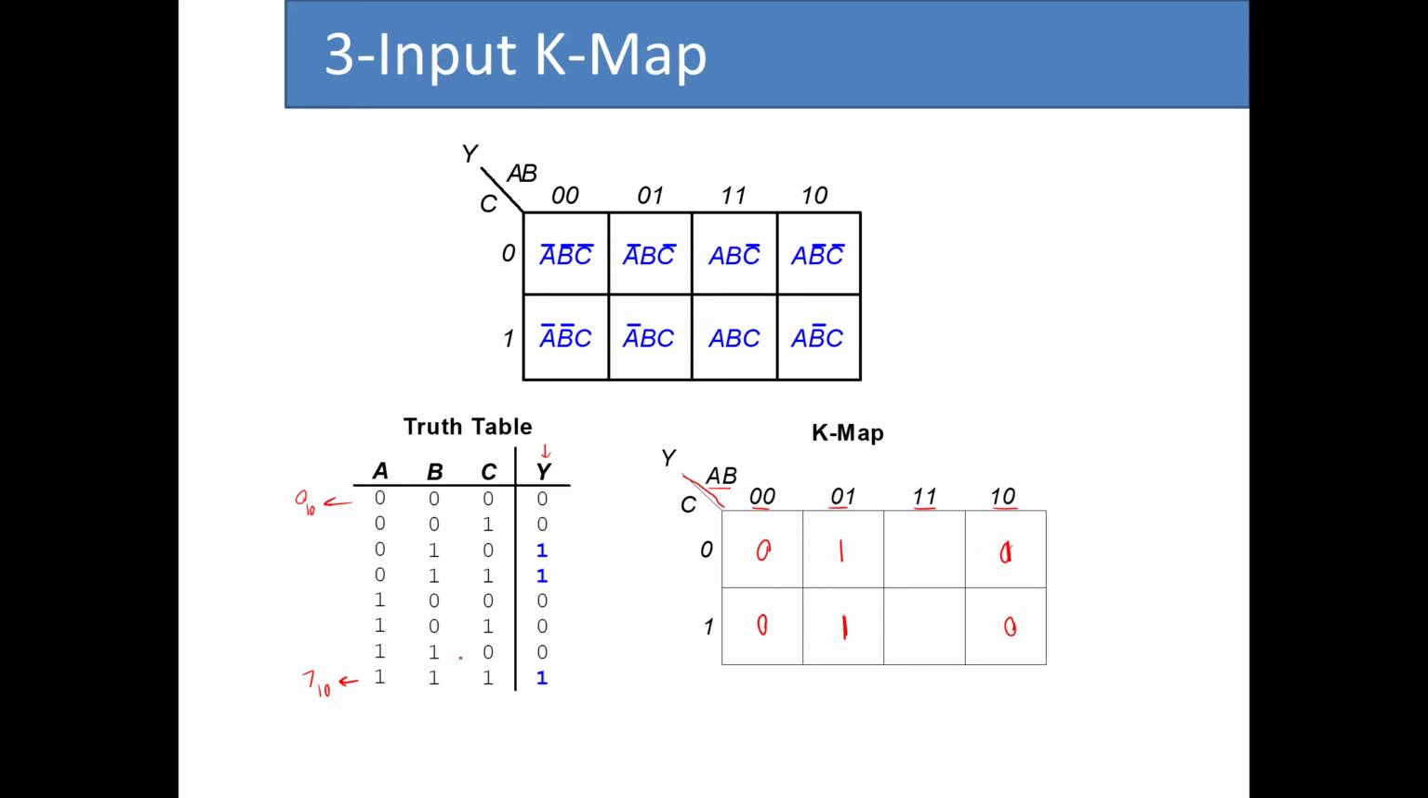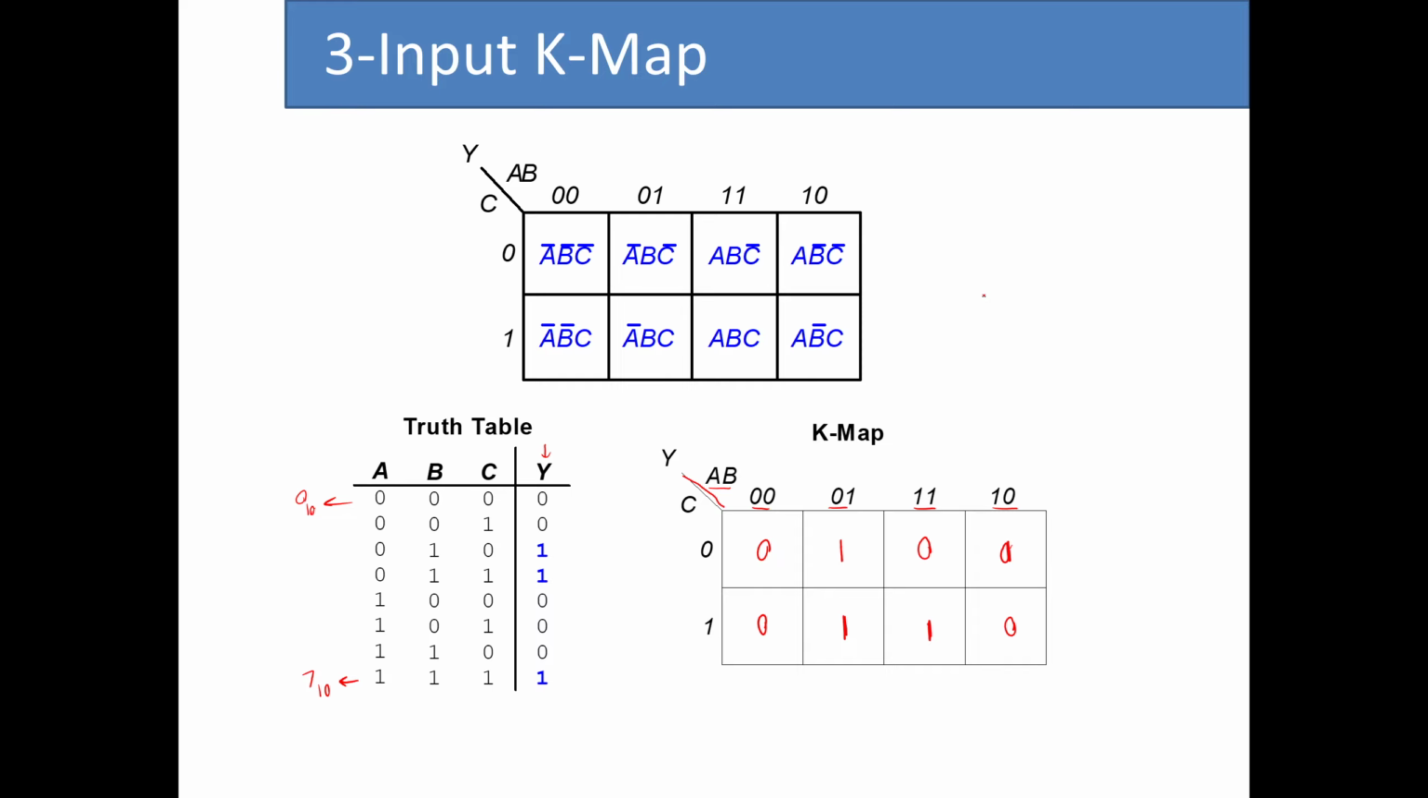Then for 1, 1, 0, the value for y is 0. So 1, 1, 0. And finally for 1, 1, 1, the value for y is 1. So as you can see in this truth table, only 3 min terms are present.